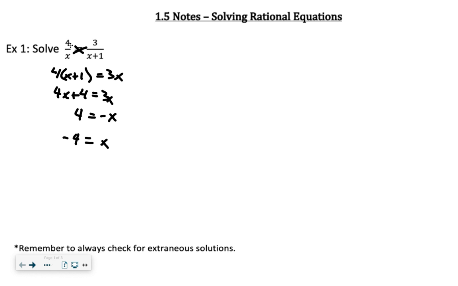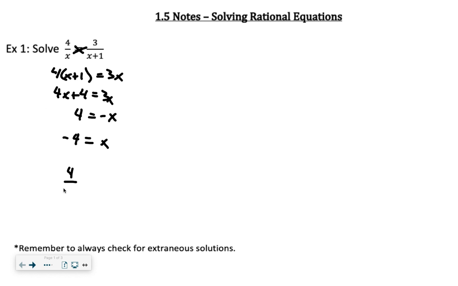Whenever I am multiplying something by an expression that has a variable in it, there's always the possibility that we would get extraneous solutions. And that's true of any type of equation, not just rational equations. Whenever I'm multiplying by a variable, there's always the chance that we get extraneous solutions. So I want to take this -4 and plug it back in.